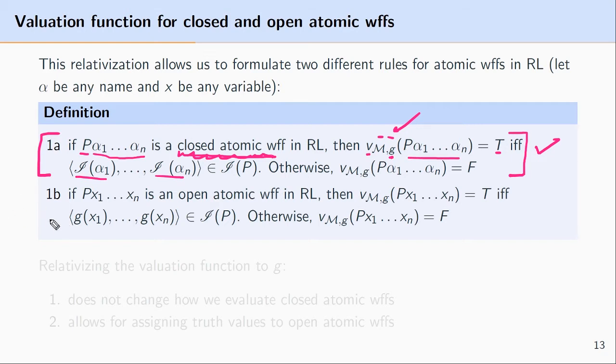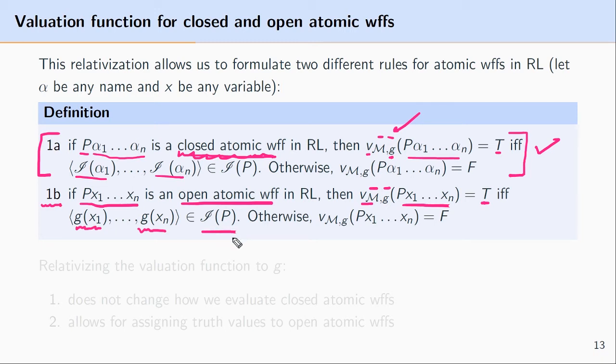Where the real change comes about is 1b right here. 1b says that if we have an n-place predicate followed by n variables, and so this is an open atomic well-formed formula, then the formula will be true relative to the model and the variable assignment if and only if the variable assignment of each one of those variables, that is, the n-tuple consisting of the variable assignments, is found in the interpretation of P.